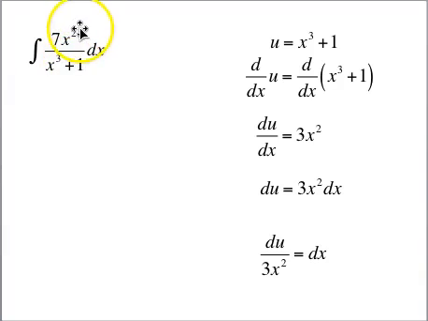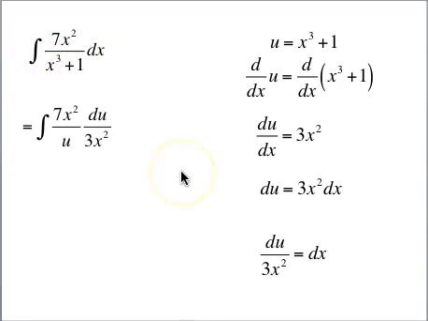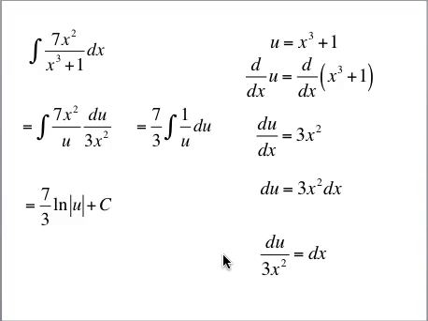This thing is u. We're going to leave 7x squared alone. So we'll have the integral of 7x squared over u times du over 3x squared. You will notice the x squareds cancel. 7 over 3 comes out as 7/3, integral of 1 over u du. And we know that is log absolute value of u plus c. What is u? u is x cubed plus 1. We get 7/3 log absolute value of x cubed plus 1 plus c.